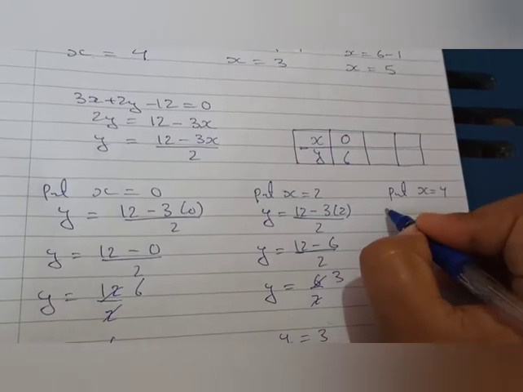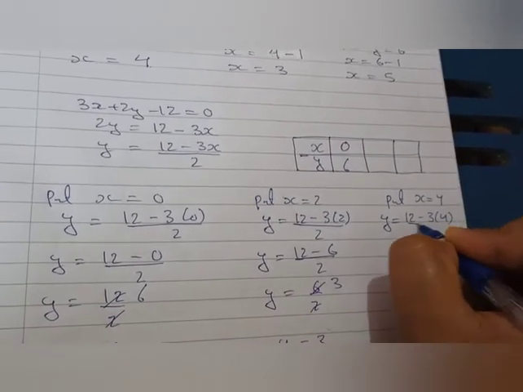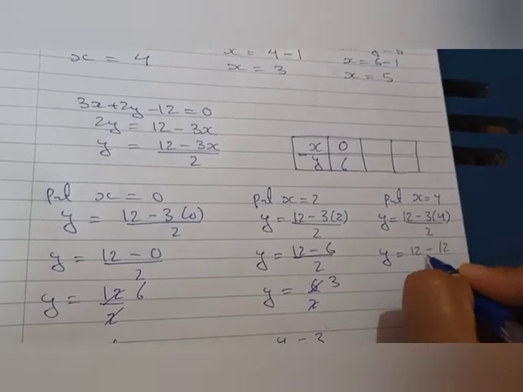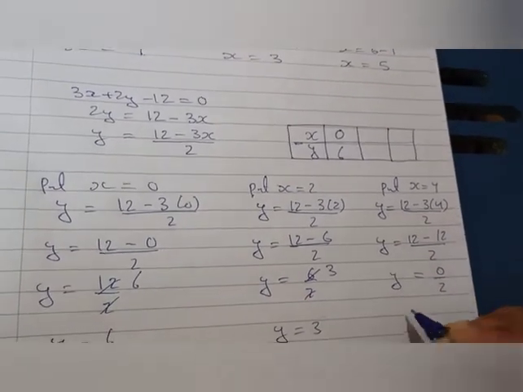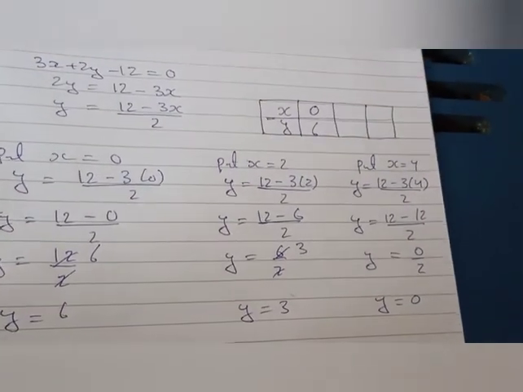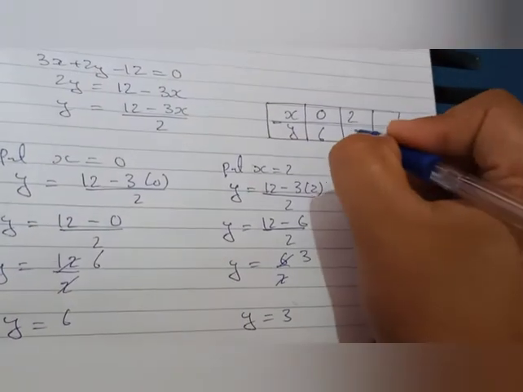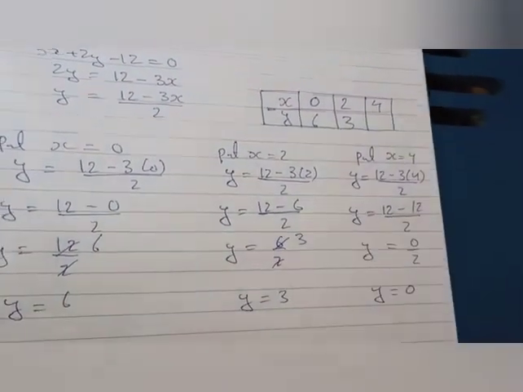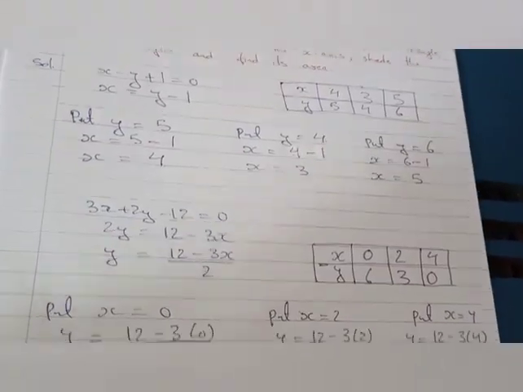And then finally, let's put x equals 4. So we'll get y equals (12 minus 3 into 4) by 2. So y equals (12 minus 3 fours, which is 12) by 2. Y equals 0 by 2. 0 by 2 will give us y equals 0. So when x was 2, we got y as 3, and when x was 4, we got y as 0. So we have got the graphical solutions for both the equations.